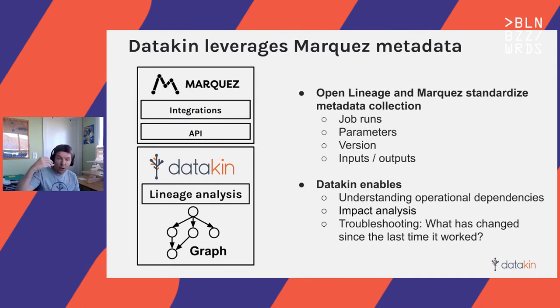And so OpenLineage is about collecting lineage information. Marquez keeps track of all the changes. And what we do at Dedekind to situate all those things is build on top of Marquez to enable understanding of operational dependencies, impact analysis, troubleshooting, and really building this lineage analysis. What has changed since the last time it worked? Where is the bottleneck? Why is my pipeline slow? Why is the data showing up late? And it's all leveraging the data collected through OpenLineage and Marquez.